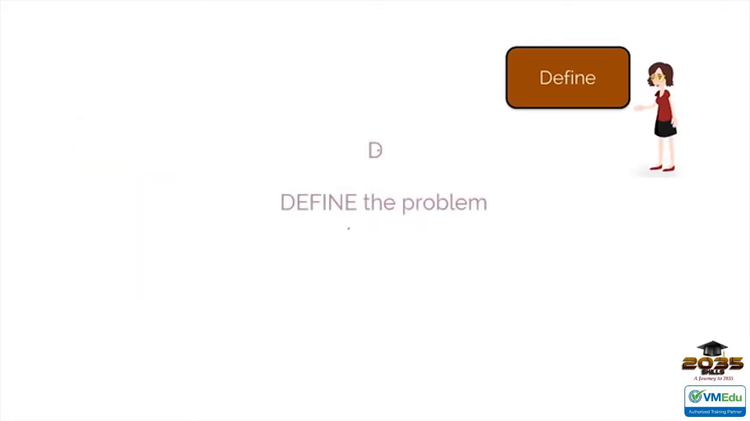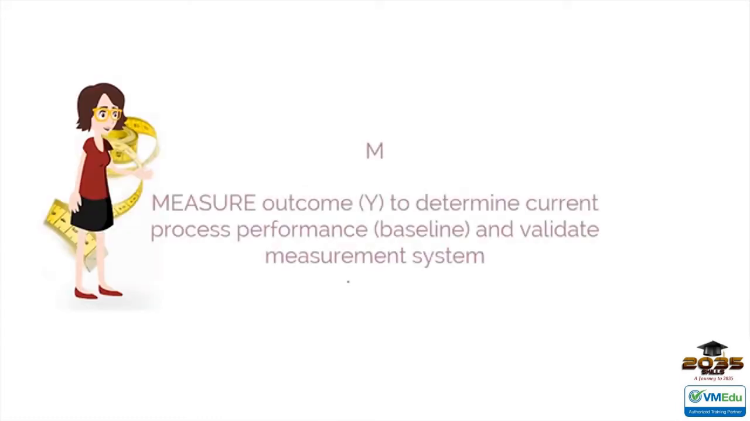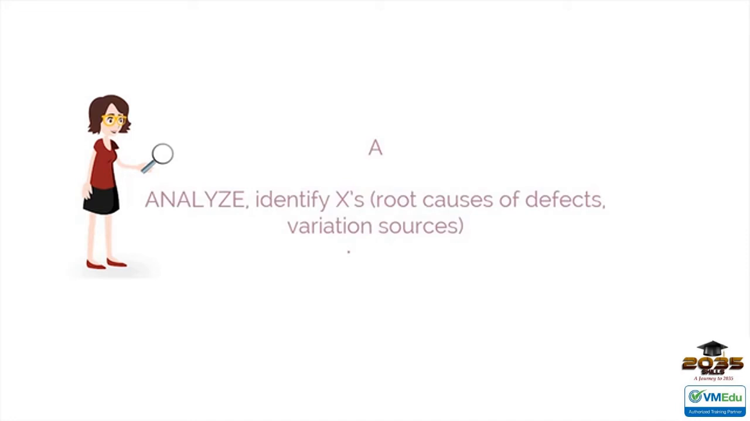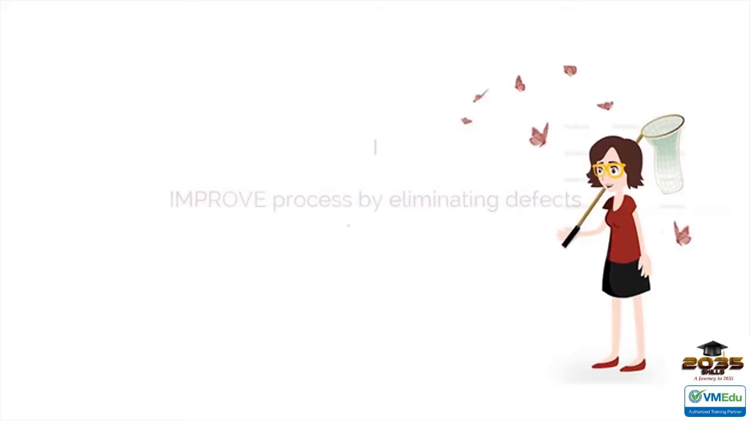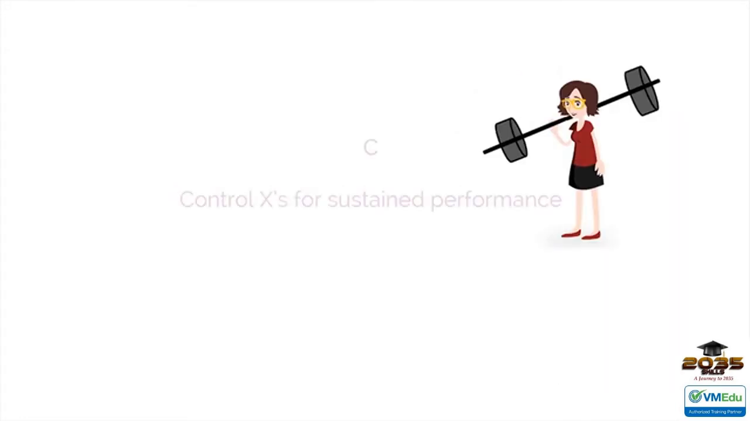D stands for define the problem. M is to measure the outcome, Y, to determine the current process performance baseline and validate the measurement system. A is for analyze: identify X's, root causes of the defects, and variation sources. I stands for improve the process by eliminating defects. C means to control X's for sustained performance.